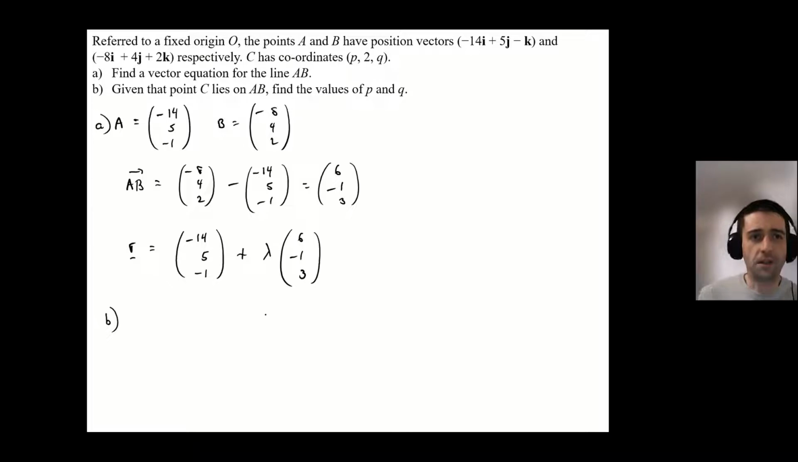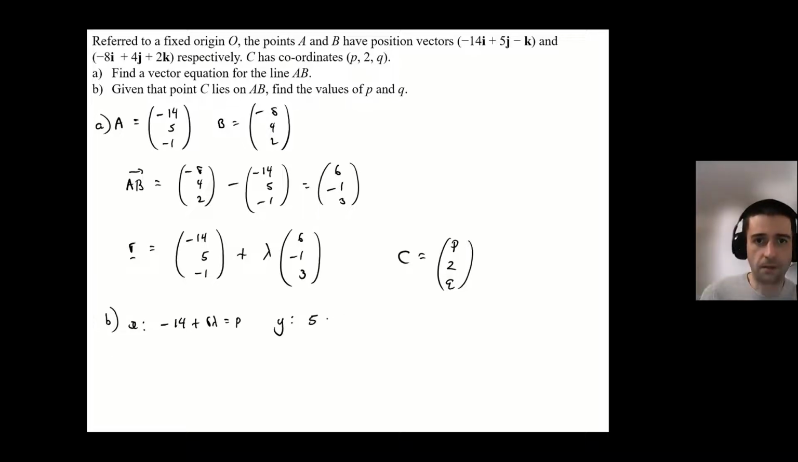Now, part B then, we're given that the point C, which I'll just jot over here, C is the point P to Q. We're told that this lies on the line, and we're asked to find the values of P and Q. So I'm just going to write out 3 equations. One in X, which is -14 plus 6 lambda equals P. One in Y, which is 5 minus lambda equals 2. And one for Z, which is -1 plus 3 lambda equals Q.